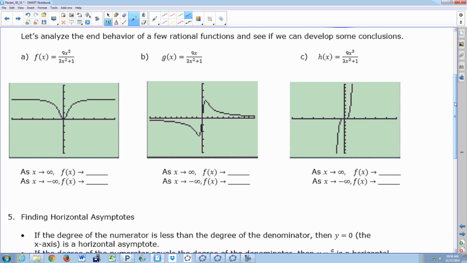So let's analyze the end behavior of a few rational functions and see if we can develop some conclusion. Those functions look kind of all the same if you peruse across there. What's different about them? How did I make changes? I didn't change the numbers. What did I change? As you look across A, B, and C, what did I change?